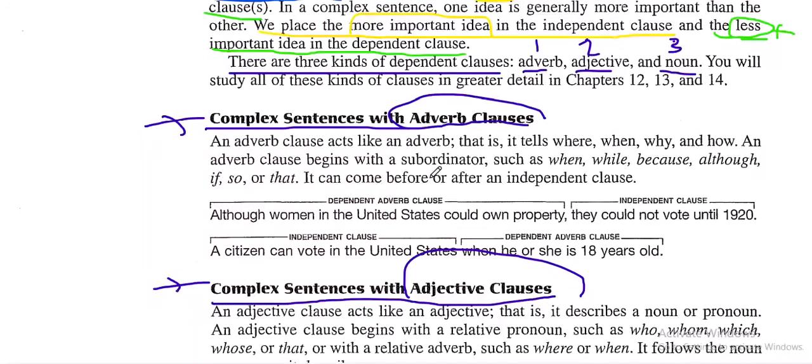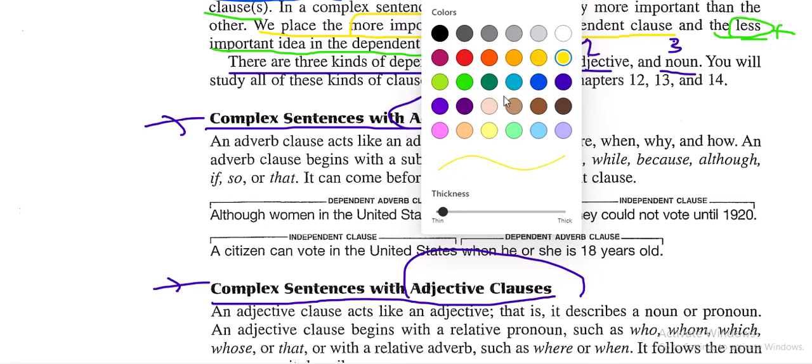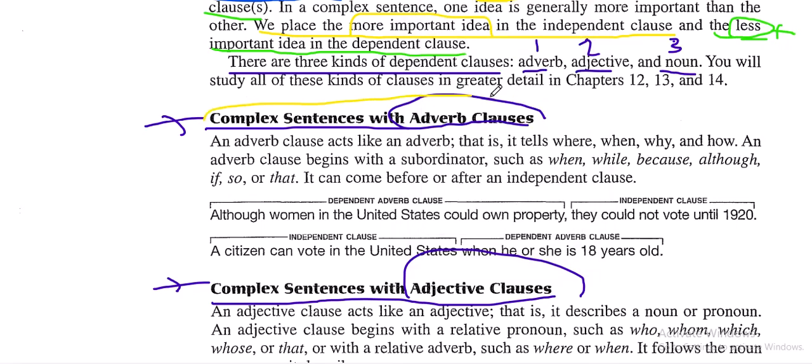Before explaining how to form a complex sentence with adverb clauses, I want to explain what an adverb clause means. What does adverb clause mean? Okay, now let me explain the definition of adverb clauses.